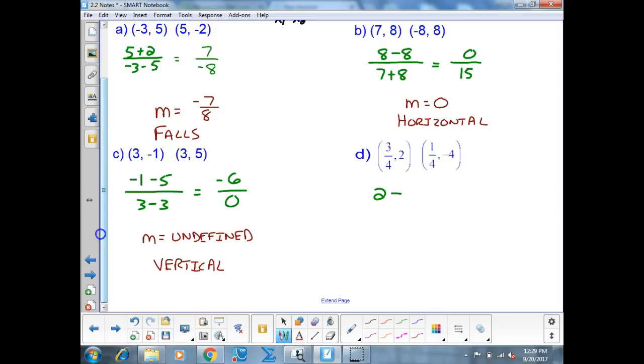Two minus negative four all over 3/4 minus 1/4, which is going to be 6 over 2/4, which is 1/2. 6 divided by 1/2 is 12. So my slope here is positive 12, which means it rises to the right. Questions on any of those four?